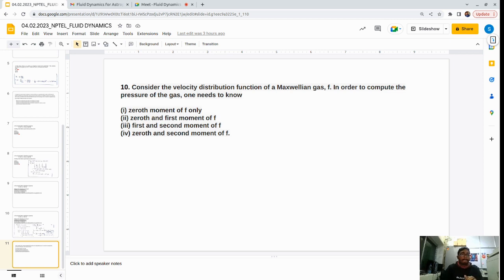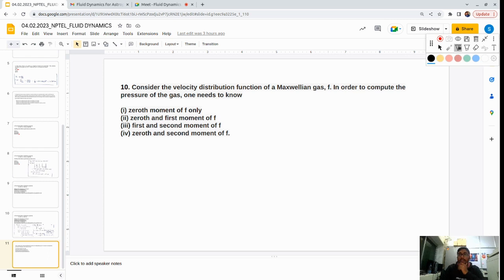So that is the zeroth moment of F. And for temperature, you calculate the mean squared velocity and then you equate the two. Equate what? The v square with the energy half mv square, right? So you equate half mv square is equal to 3 by 2 kBT. So from there you get the temperature.